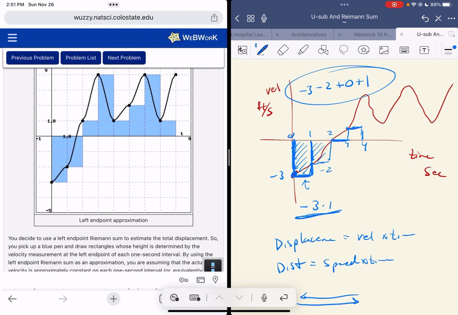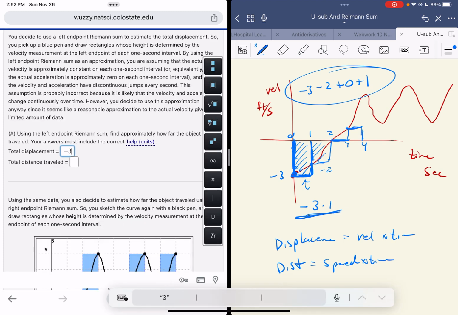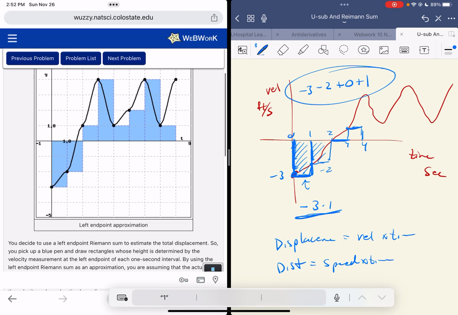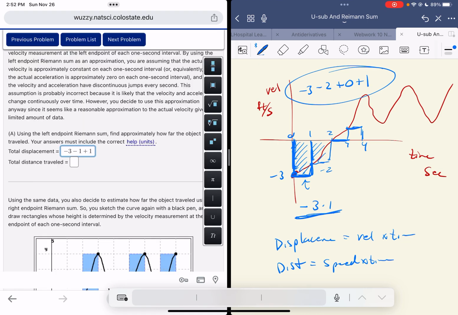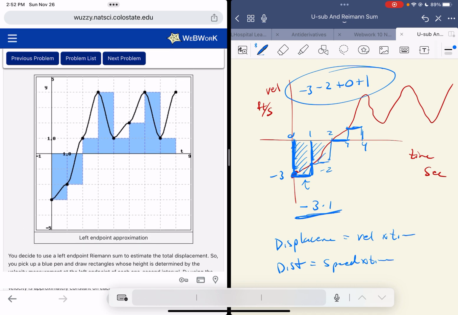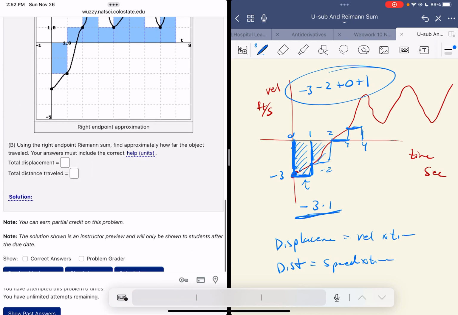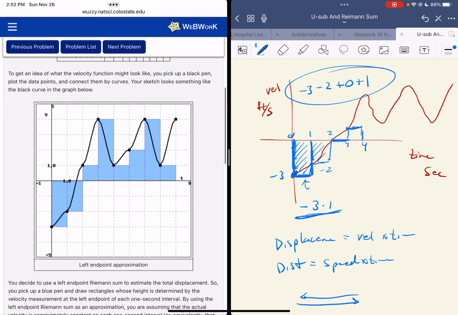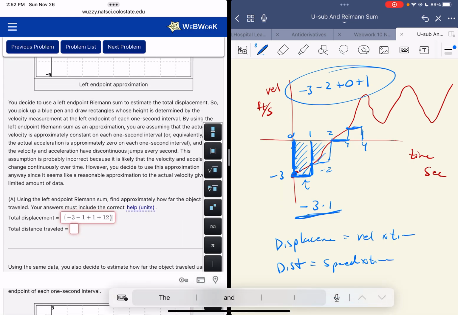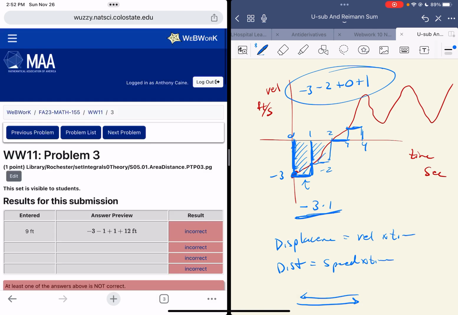So area below the x-axis is negative, because that's when I have a negative velocity. So I'd have negative 3 minus 1, and then it looks like I have plus 1. I'm literally just adding up these blue areas, 1, 2, 3, 4, and then 1, and then 2 more is 7, and then 4 more is 11, and then we get up to 12. Okay, great. Plus 12. So if I hit submit, it should work. Oh, it probably wants units, of course. So I suspect we have to put the whole thing in parentheses, that way it knows this whole thing is talking about feet. And let's see, submit answer.